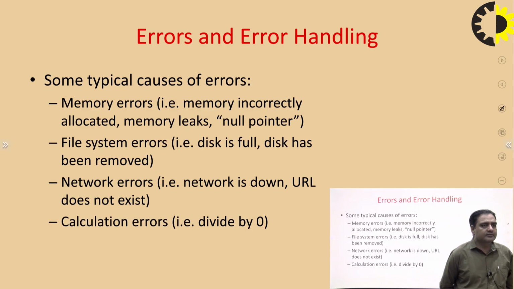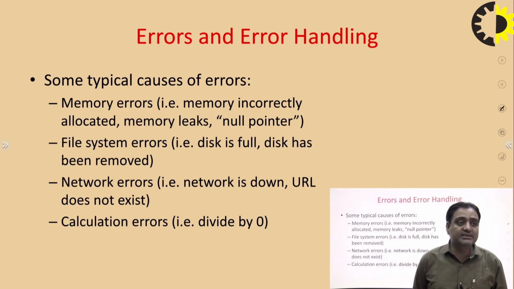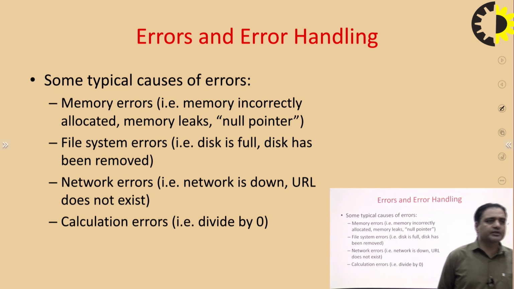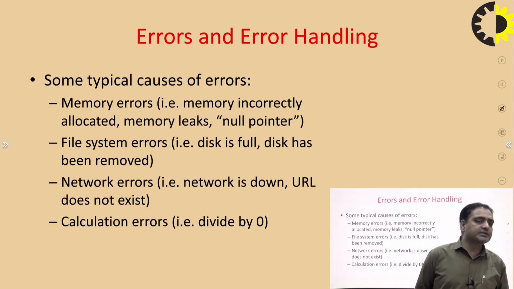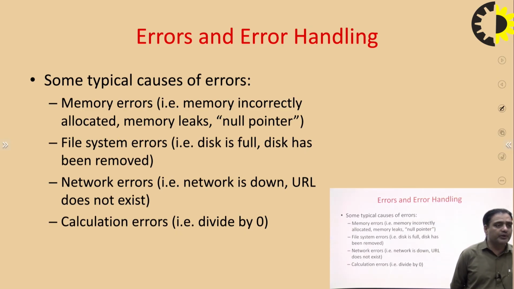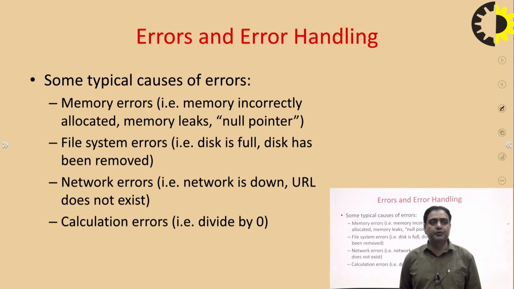Errors and error handling: some types of errors and causes of errors are memory errors, that is memory incorrectly allocated, memory leaks, null pointer. Here we are discussing some other types of errors: memory errors, file system errors, network errors, calculation errors. Calculation errors, that is divided by 0. Network errors, that is the network is down or the URL does not exist. File system errors, the disk is full or the disk has been removed. For example, if you want to open a file but the file does not exist in the system.